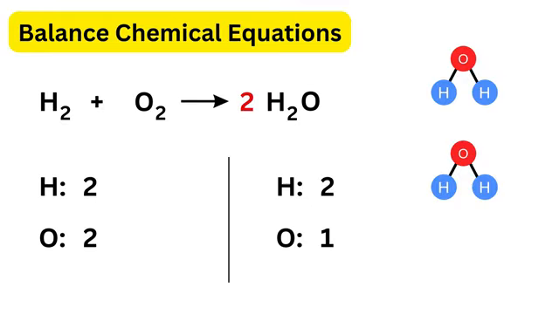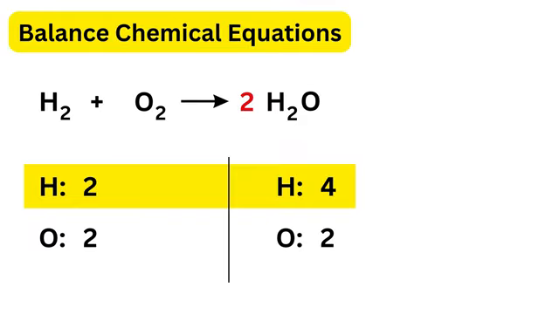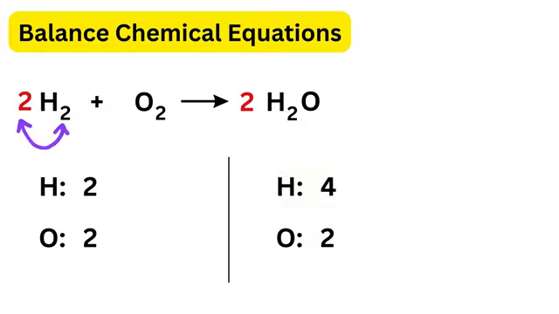This way, we now have 2 H2O molecules, and thus we have 2 times 2 or 4 hydrogen atoms and 2 times 1 or 2 oxygen atoms. Let us check hydrogen again. To make them equal, we will put 2 in front of H2 on the left. That means 2 times 2 equals 4 hydrogens. And that's it. Both sides match. This is the balanced equation.